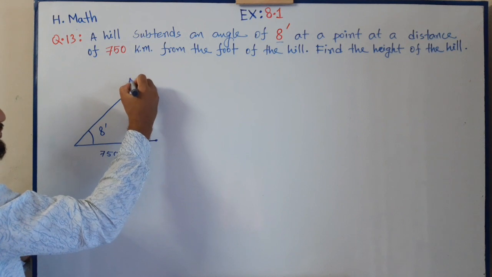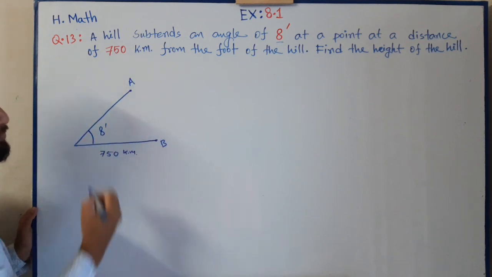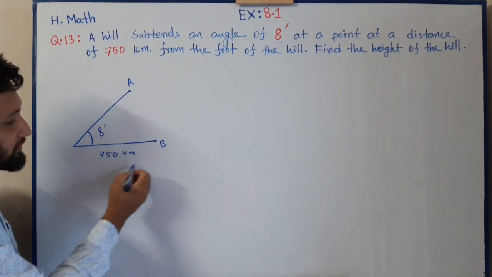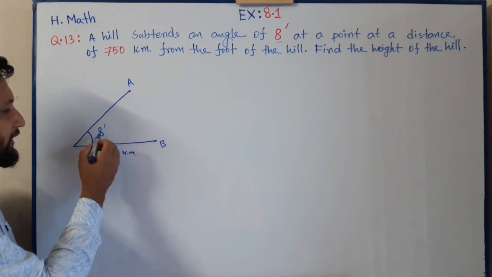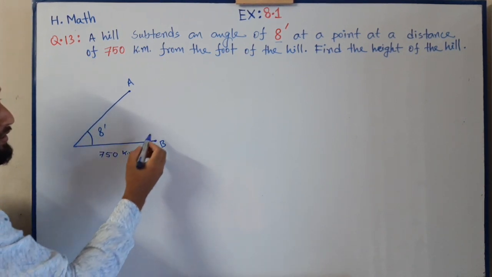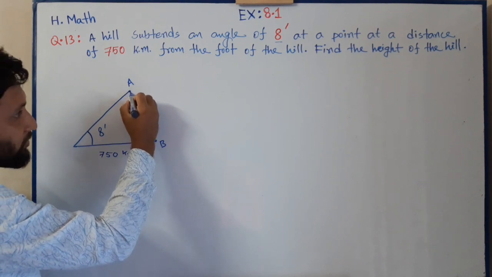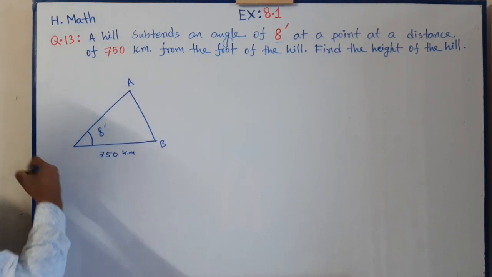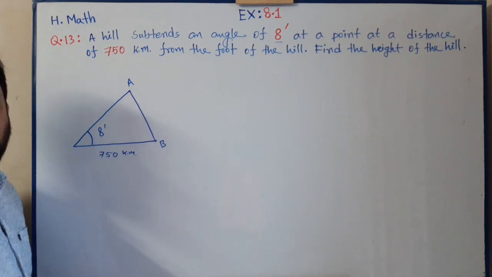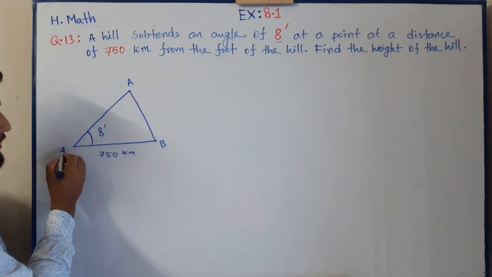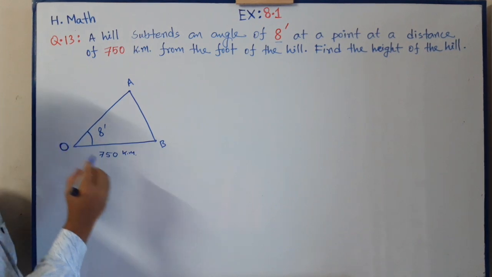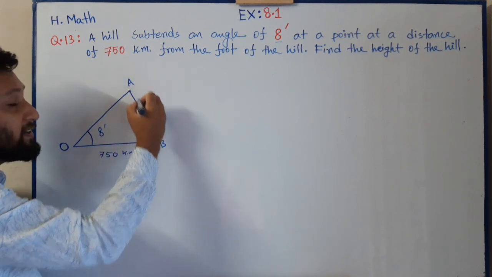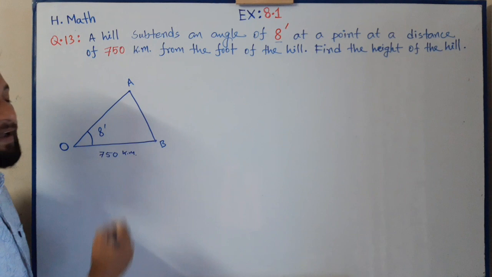Suppose the top point is A and the hill foot point is B. Along this distance of 750 kilometer, the angle is so short. If we travel the whole height of the hill, it seems like a circular path. So we can consider OB as a radius, and AB, the height of the hill, as an arc.